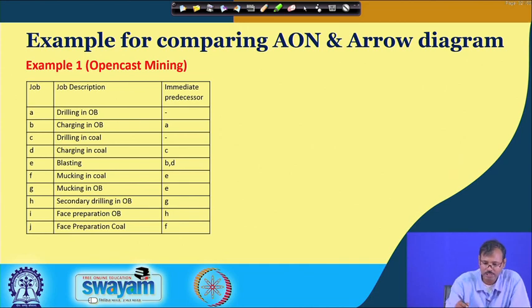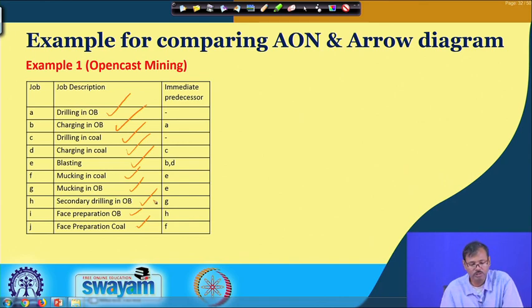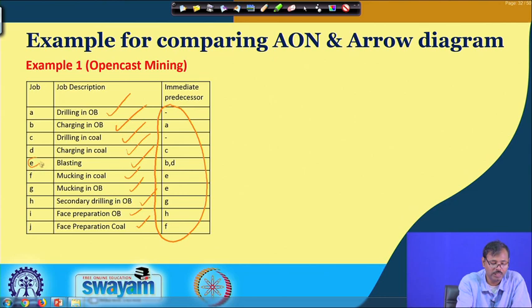So, let us consider this one, where the activities are drilling of overburden, charging of overburden, drilling in coal, charging in coal, then blasting carried out for both together, then mucking in coal, mucking in overburden, and secondary drilling in overburden. In coal we do not expect larger size boulders. Then face preparation for OB and coal is required. Based on that, our expert systems show that we have to carry out drilling before charging. So that is essentially required, that B has A as its predecessor. We must charge the hole first before blasting. So B and D are required before we carry out the blasting E.